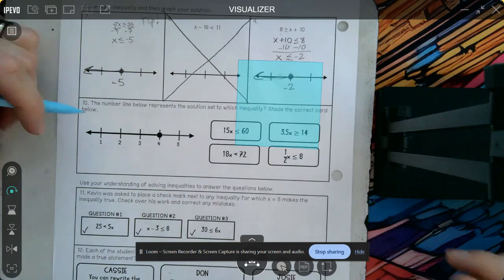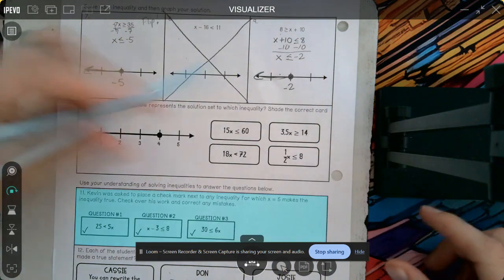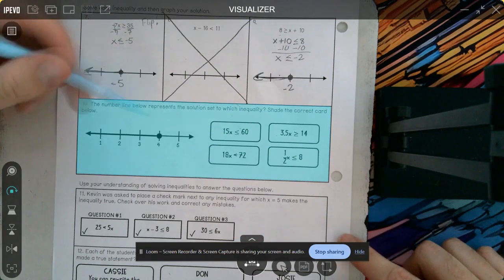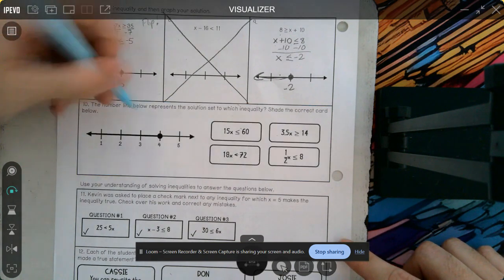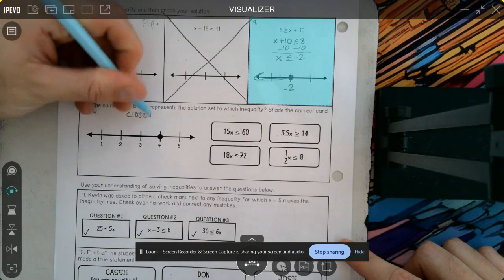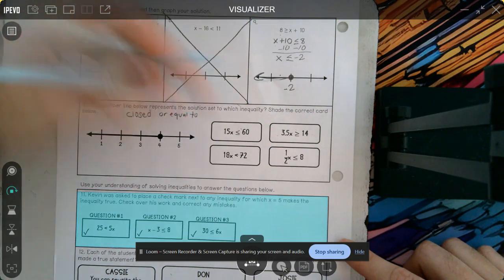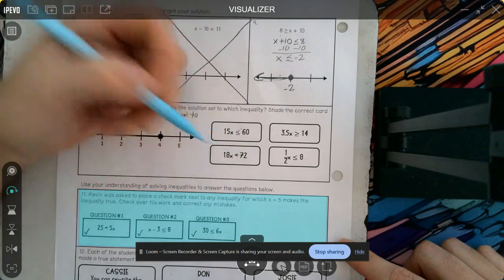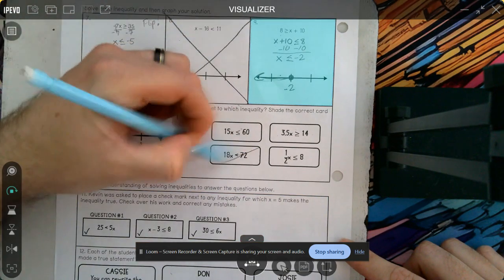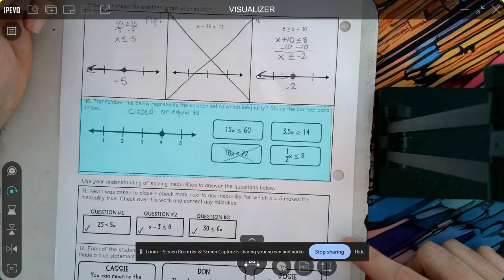All right, number 10. So we're going to use this number line to write an inequality. We have to pick one of these answers as a solution. So let's look at our graph first. Notice how it's a closed circle. That means it has to be or equal to. So we can go ahead and cross off any of our possible answers that are not or equal to. So this is not a solution, the third one.